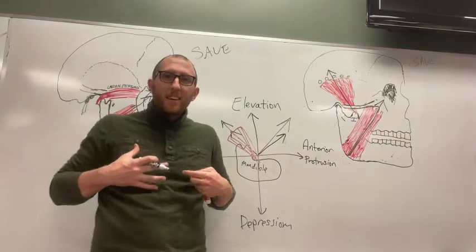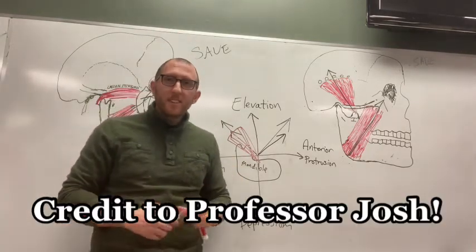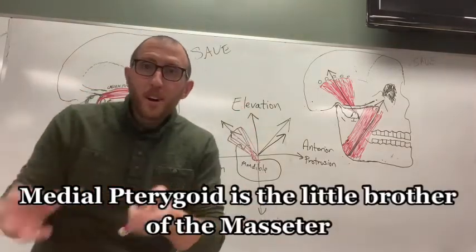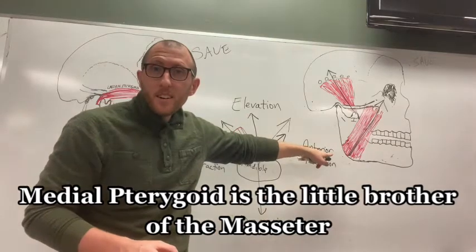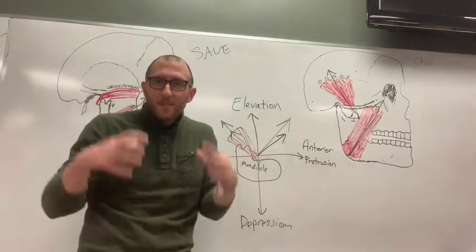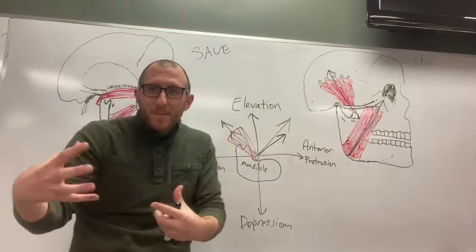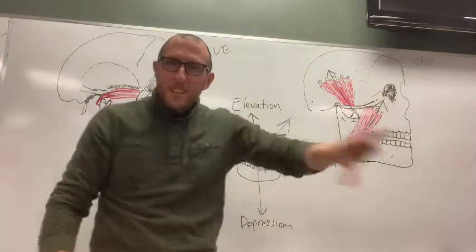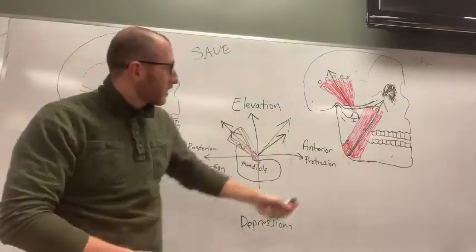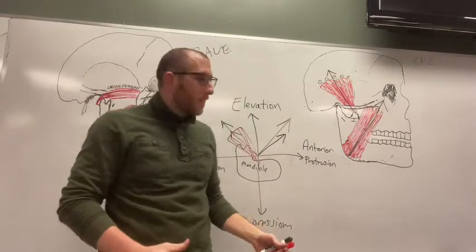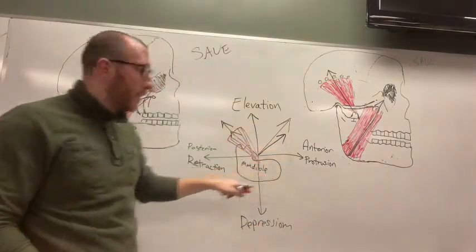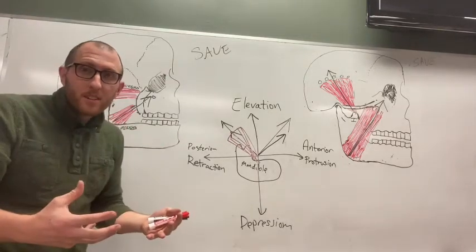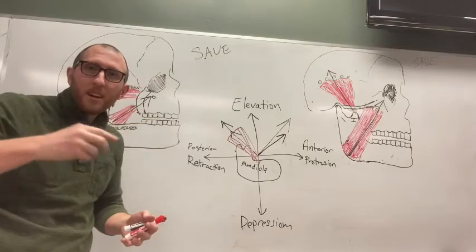So I like to say, or actually one of my grad assistants taught me this, he said, the medial pterygoid is the little brother of the masseter. What do little brothers do? They're smaller, they're younger, and they mimic their older siblings, right? Sometimes annoying. I don't know if you have younger siblings, but we gotta love them, right? So the masseter is the big muscle that does elevation and protrusion. The medial pterygoid is the smaller muscle doing the same actions. 3 out of 4 complete.